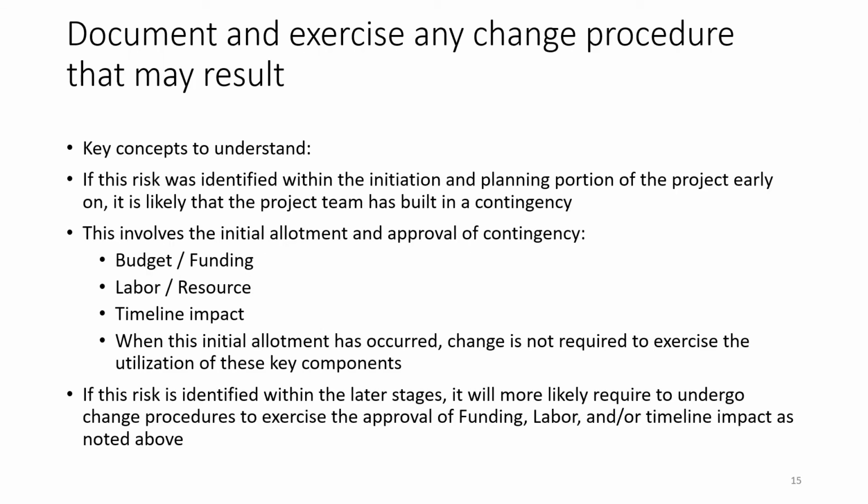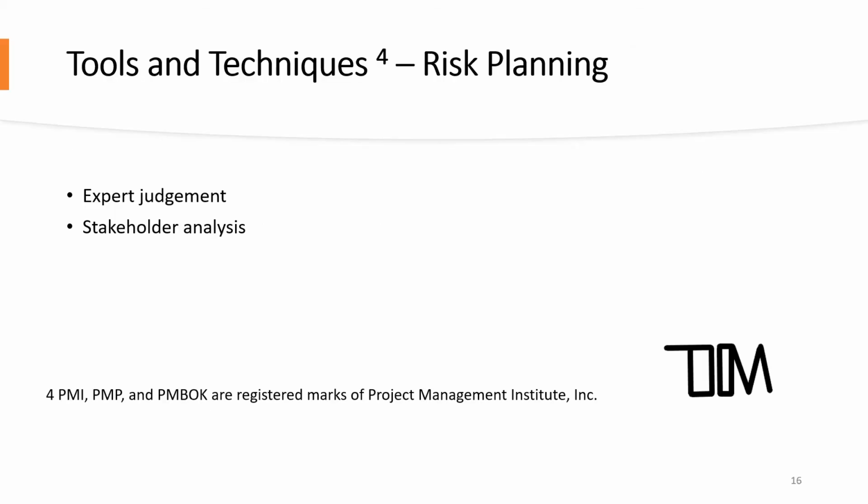As previously noted, proactivity is the key. The earlier a risk is identified within the project planning, the less likely you will need to implement the project change procedure. As the risk is further identified deeper within the maturity of the project and within its execution, the more likely you will need to encounter the change control process, as it will likely impact one of the established triple constraints. Here are some of the previously identified tools and techniques within risk management: expert judgment and stakeholder analysis.